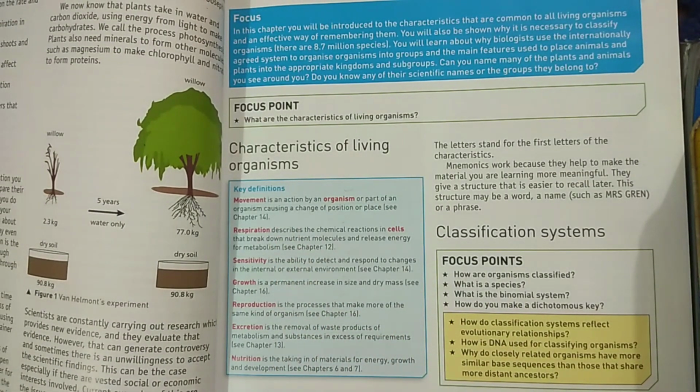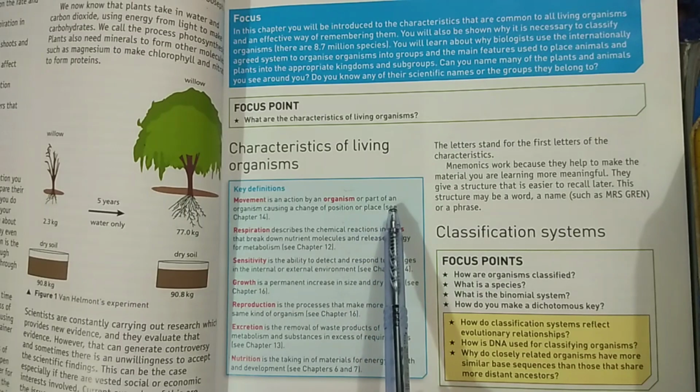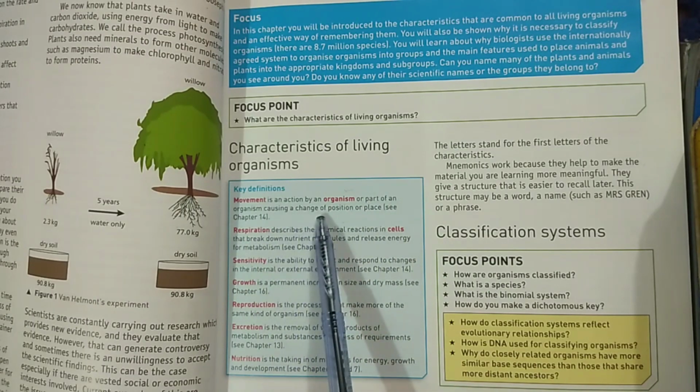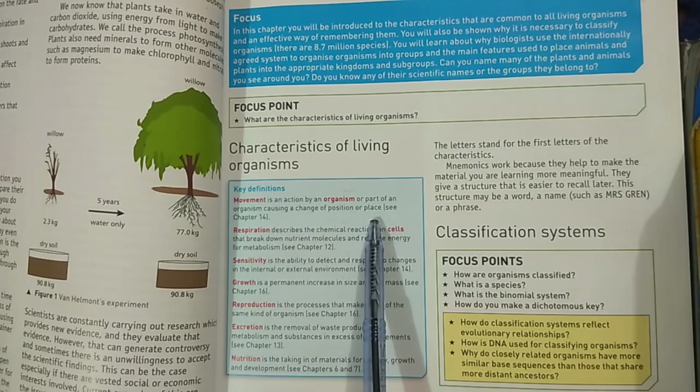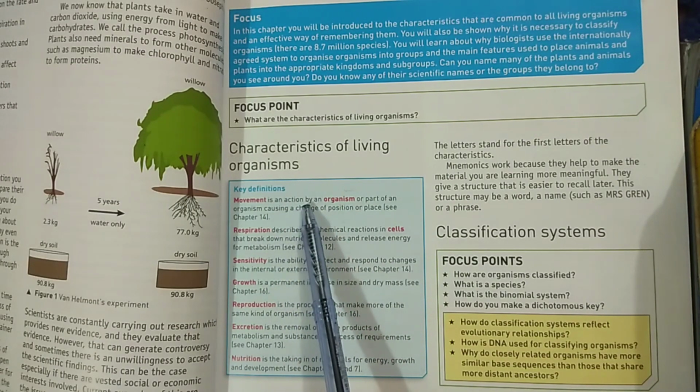The first characteristic is movement. Every organism shows some kind of movement to change place or position. Movement is an action by an organism or a part of an organism causing a change of position or place. All organisms share this characteristic.